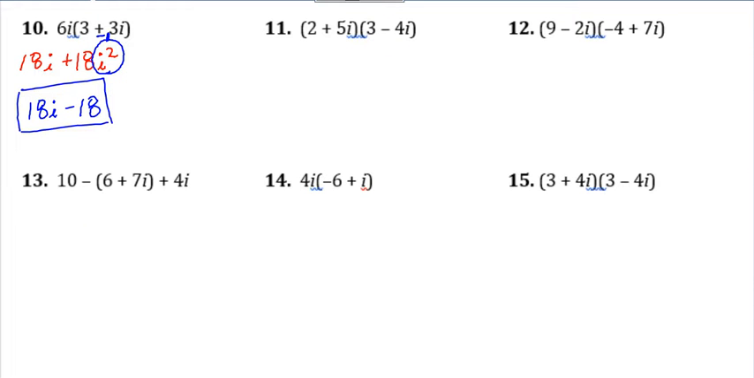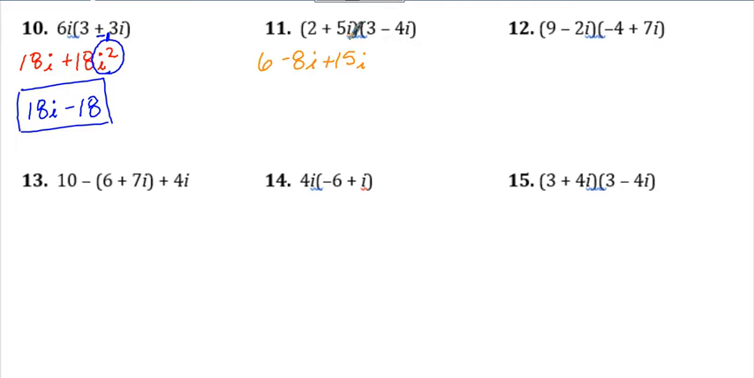Number 11 works, again, very similar to what we did in Algebra 1. We FOILed. Do you remember FOIL? First times first, outer times outer, inner times inner, last times last. That's what happens when we're taking two binomials and multiplying them together. So let's go ahead and carry that out. 2 times 3 is 6. 2 times negative 4i is negative 8i. 5i times 3 is positive 15i.